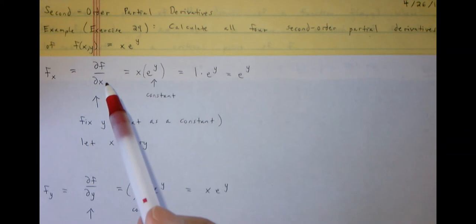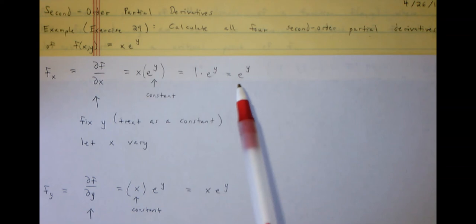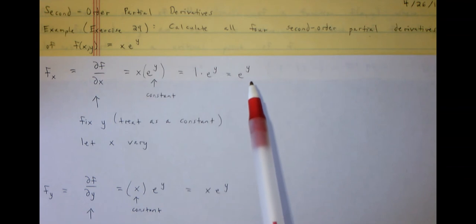So what we're doing is we're treating the other variable y as a constant and letting x vary. So any y's we see in this expression for f we'll treat as a constant. In this case, if y is constant, e raised to a constant is also a constant. So we have x times a constant. We'll just take the derivative of x like normal, that's 1, and the constant multiple e to the y tags along. So f sub x is equal to e to the y.